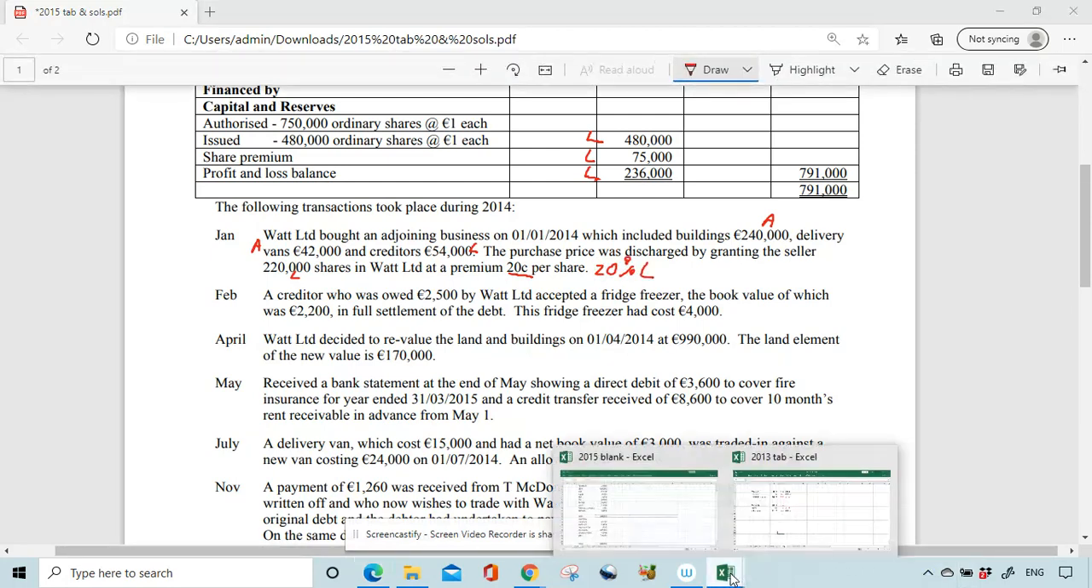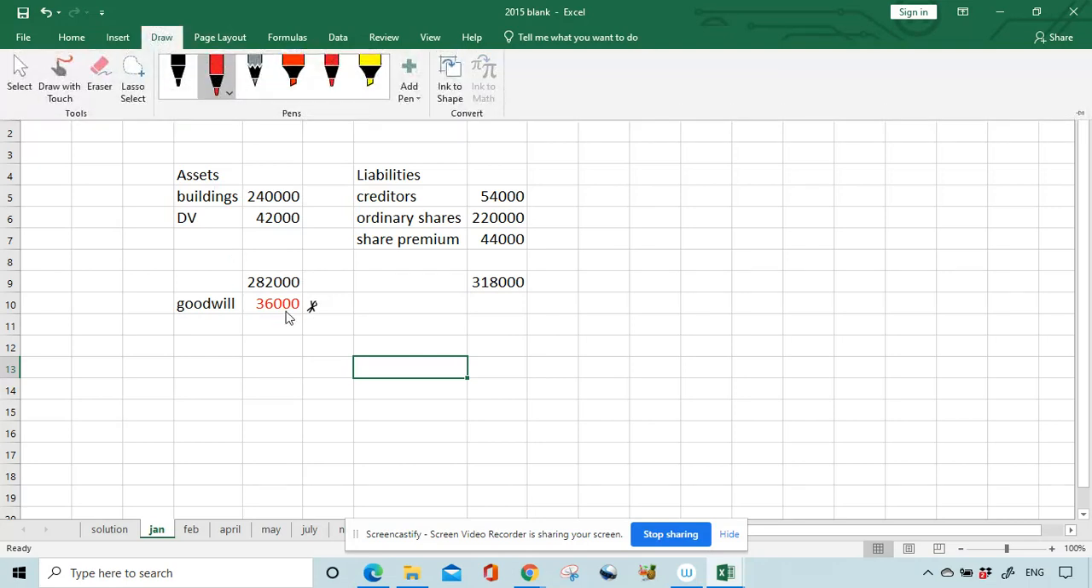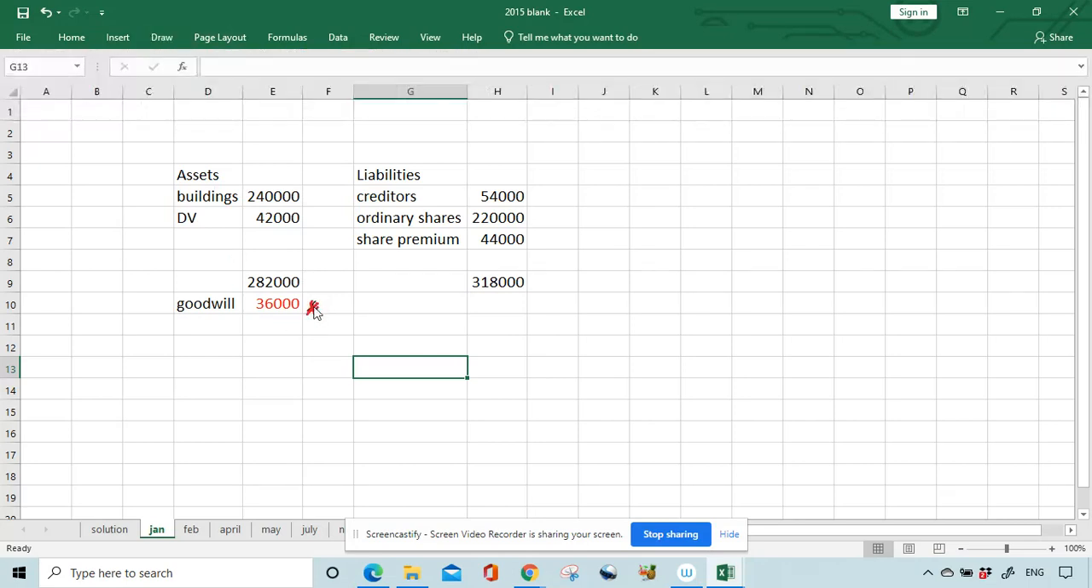So if we look at the workings for that, very straightforward. We add up the assets and we get 282,000. We add up the liabilities and we get 318,000. The difference is this figure here, which is called goodwill. You've paid more. The business, you were getting 282, you paid 318 basically. So the extra is called goodwill.